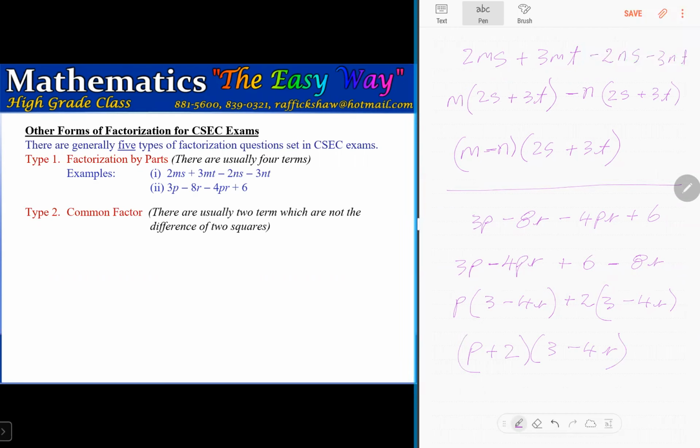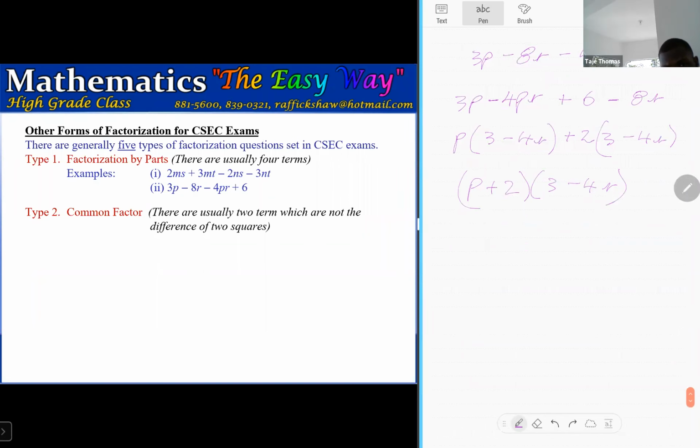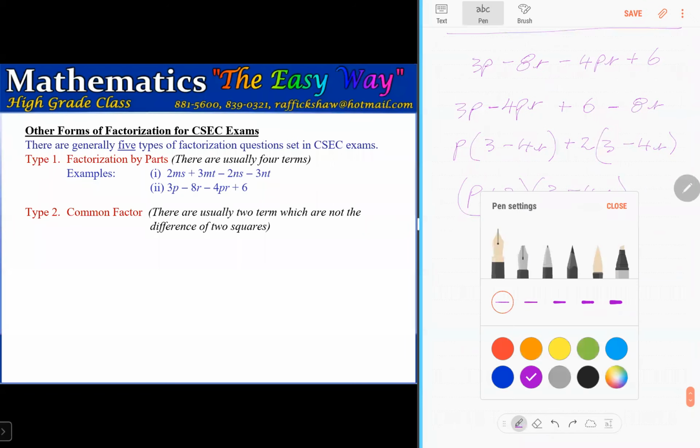Yes? Okay, yes, Stan? I was asking why I couldn't put negative 4pr first. When you're changing it, I put negative 4pr first and then put the 3p after. All right, let's do it that way and show what will happen. Let's use a different color.